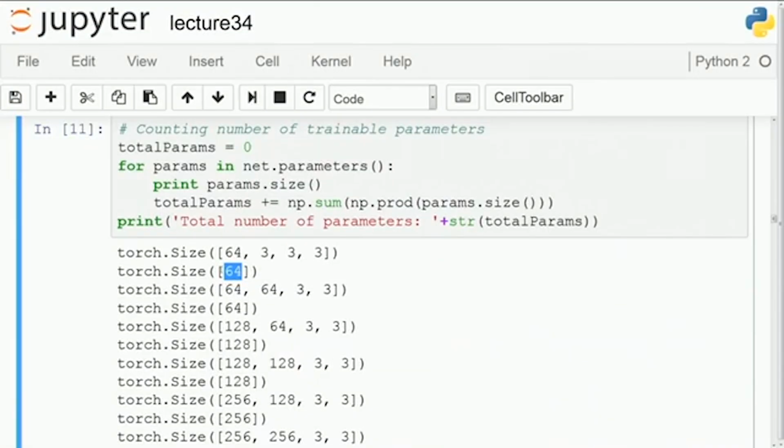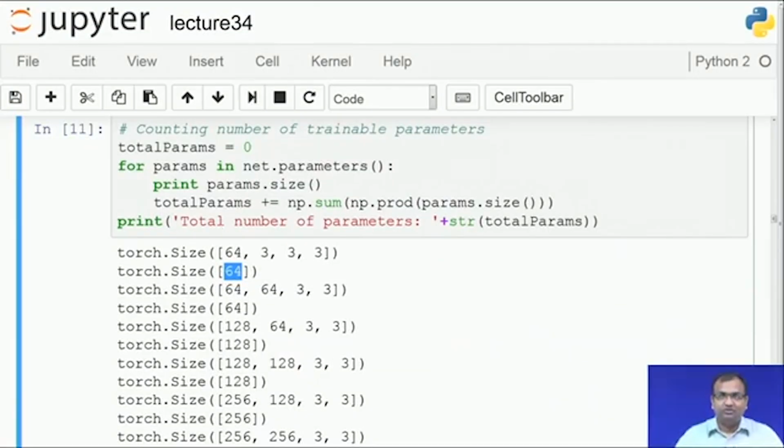So that makes it 64 into 3 into 3. Now, with each of these 64 kernels you also have a bias associated with it, and that is these 64 biases. So this is for my first layer.